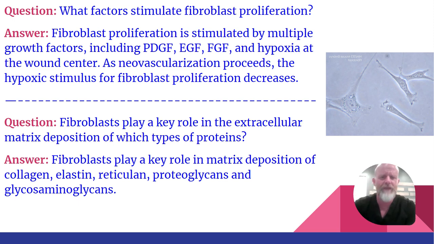Fibroblasts play a key role in the extracellular matrix deposition of which type of proteins? The main one here is going to be collagen. So the matrix is mostly made of collagen, but you've also got elastin, reticulin, proteoglycans, and glycosaminoglycans.